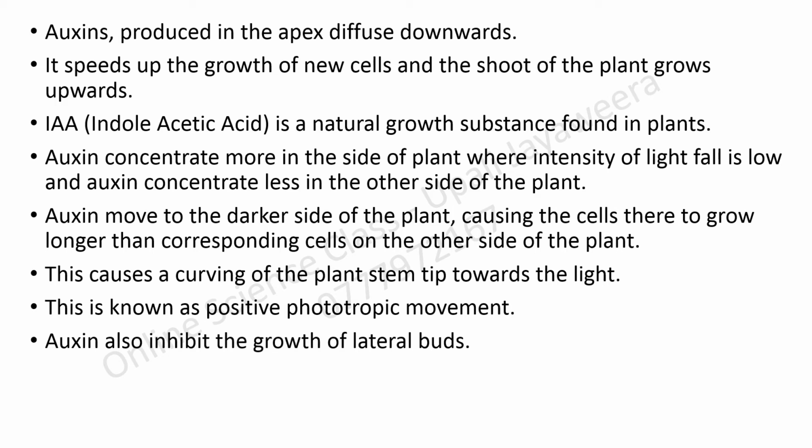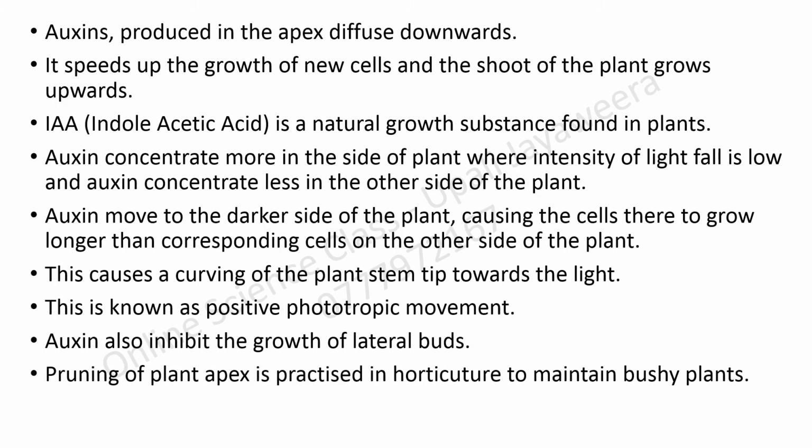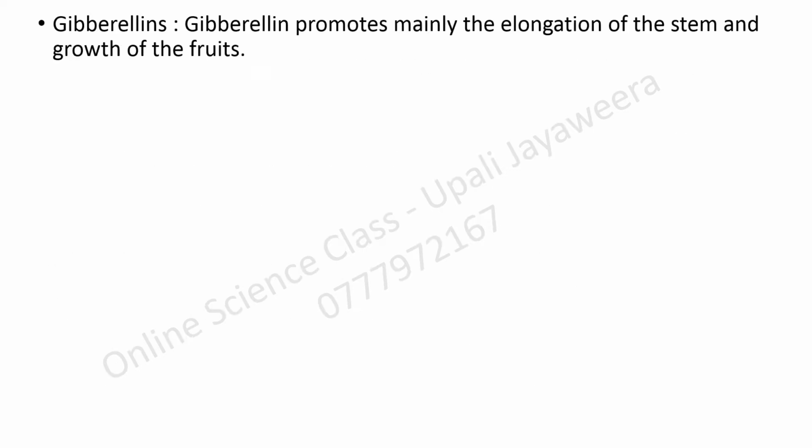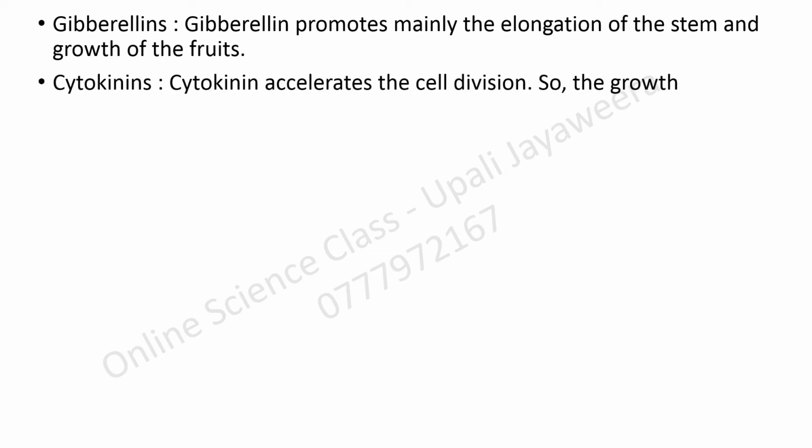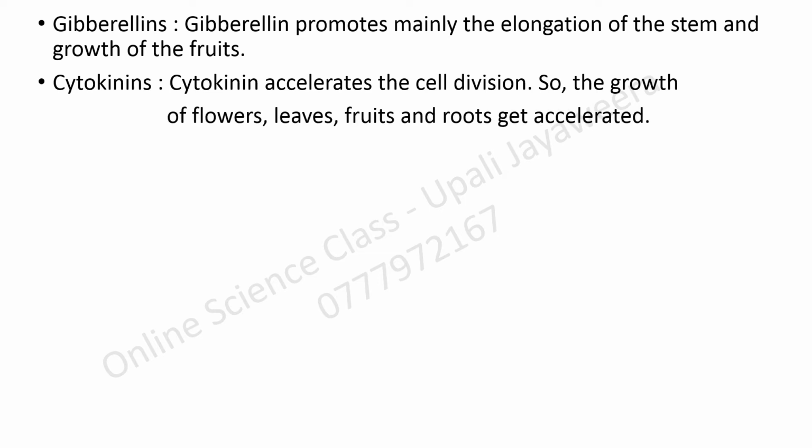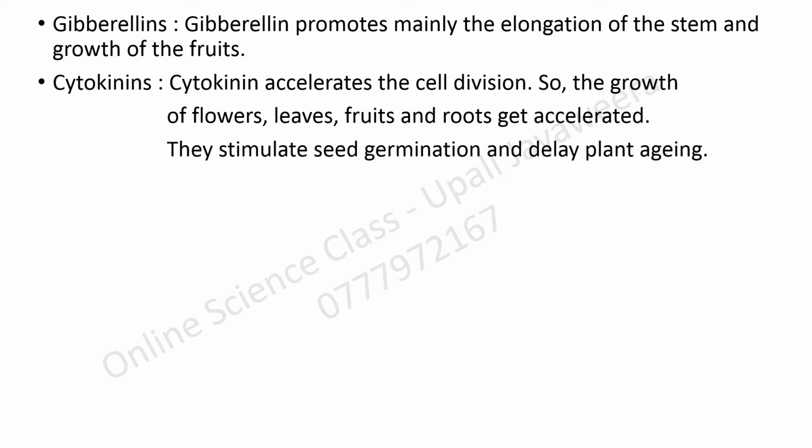Auxins also inhibit the growth of lateral buds. Pruning of the plant apex is practiced in horticulture to maintain bushy plants. Gibberellins: gibberellin promotes mainly the elongation of the stem and growth of the fruits. Cytokinins: cytokinin accelerates cell division, so the growth of flowers, leaves, fruits and roots is accelerated. They stimulate seed germination and delay plant aging.